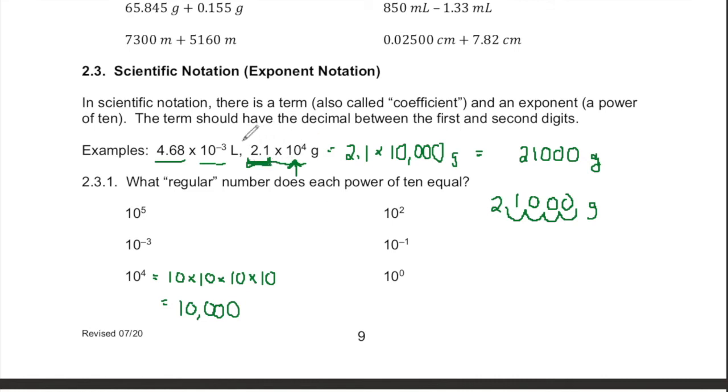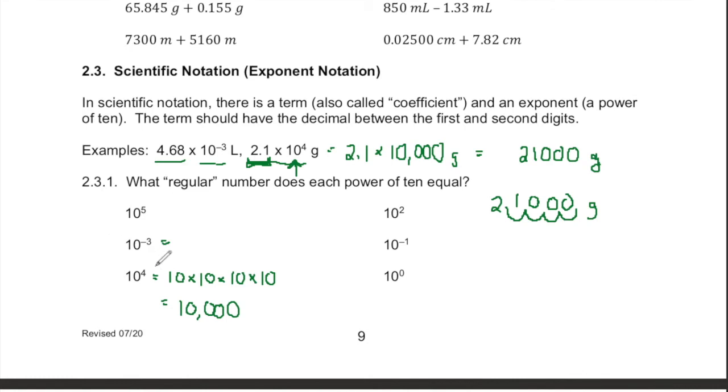And so any zeros that you show in the term of a scientific notation number, you're showing because they are significant digits. That makes the significant digits for scientific notation extra easy. Anything you see in the term has to be significant because we don't need placeholder zeros.